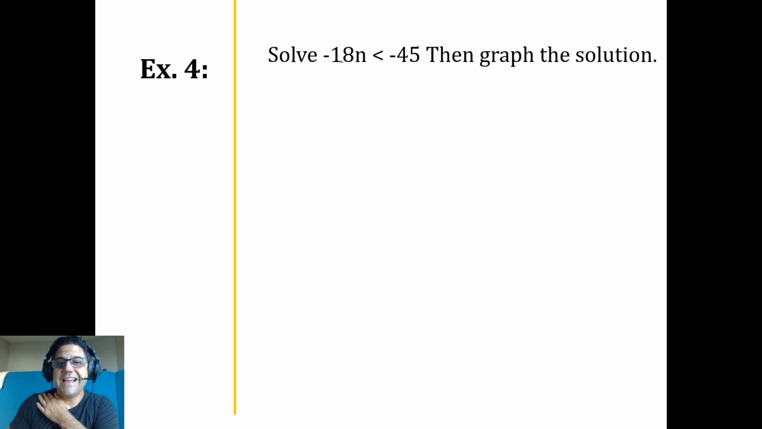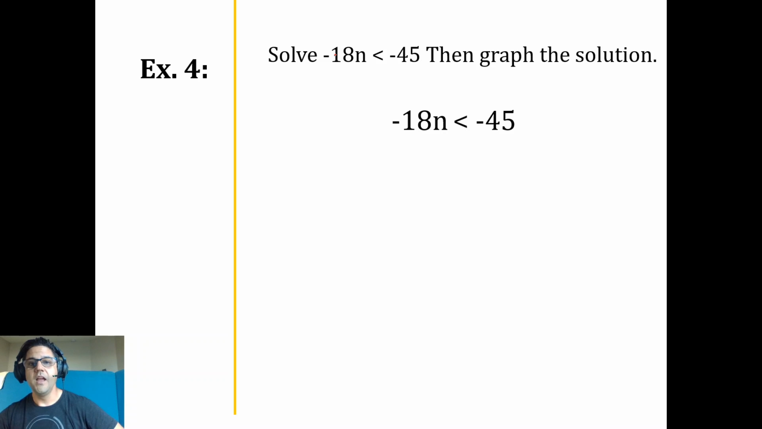So if you notice, negative 18n, so the coefficient of n is negative 18, so the variable part is negative, so that tells me I'm going to have to do a little bit of extra thinking. All right, I'm going to divide both sides by negative 18, and if I divide by a negative, I must reverse my inequality sign. So I'm not focused on the negative sign with the 45, I'm focused on the negative sign with the 18, because that's the one connected to the variable. So I'm going to say n.